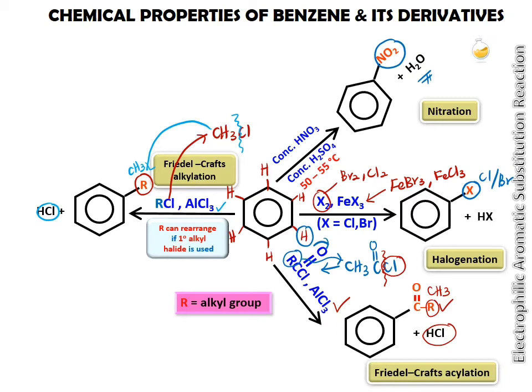Okay, be careful kat sini guys. Nanti we learn about the mechanism. This step, Friedel-Crafts alkylation, these R can rearrange if the primary alkyl halide is used. So you already learned about the rearrangement in alkene. Okay, so ni nanti kita akan belajar lebih lanjut.